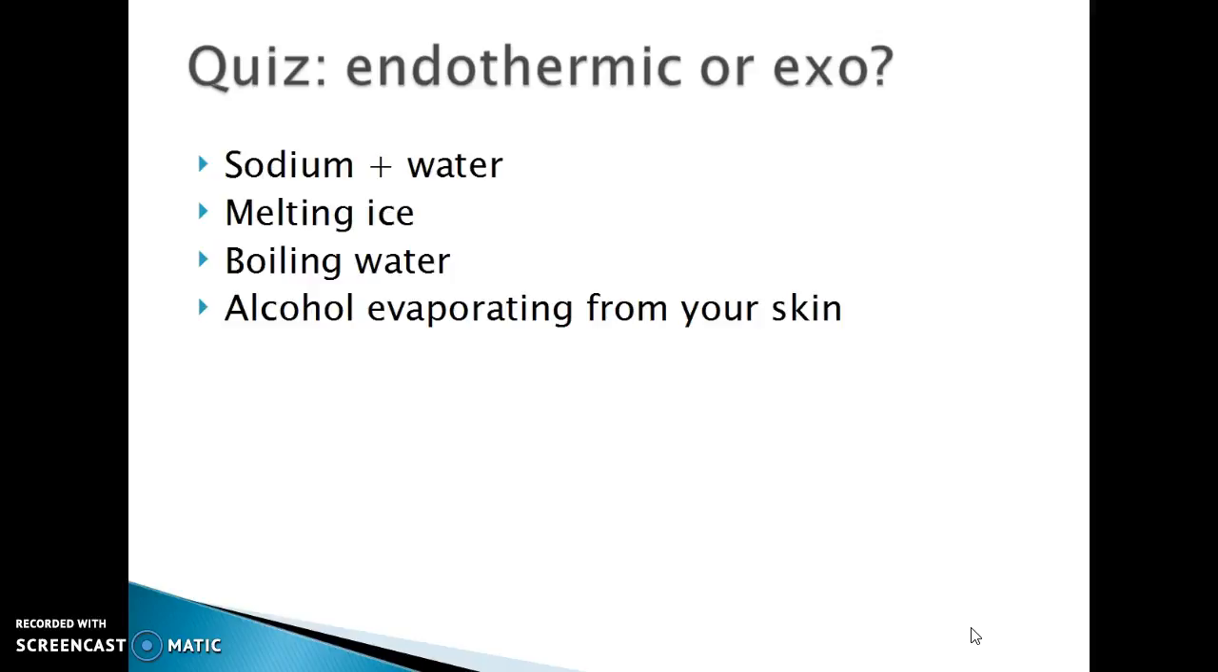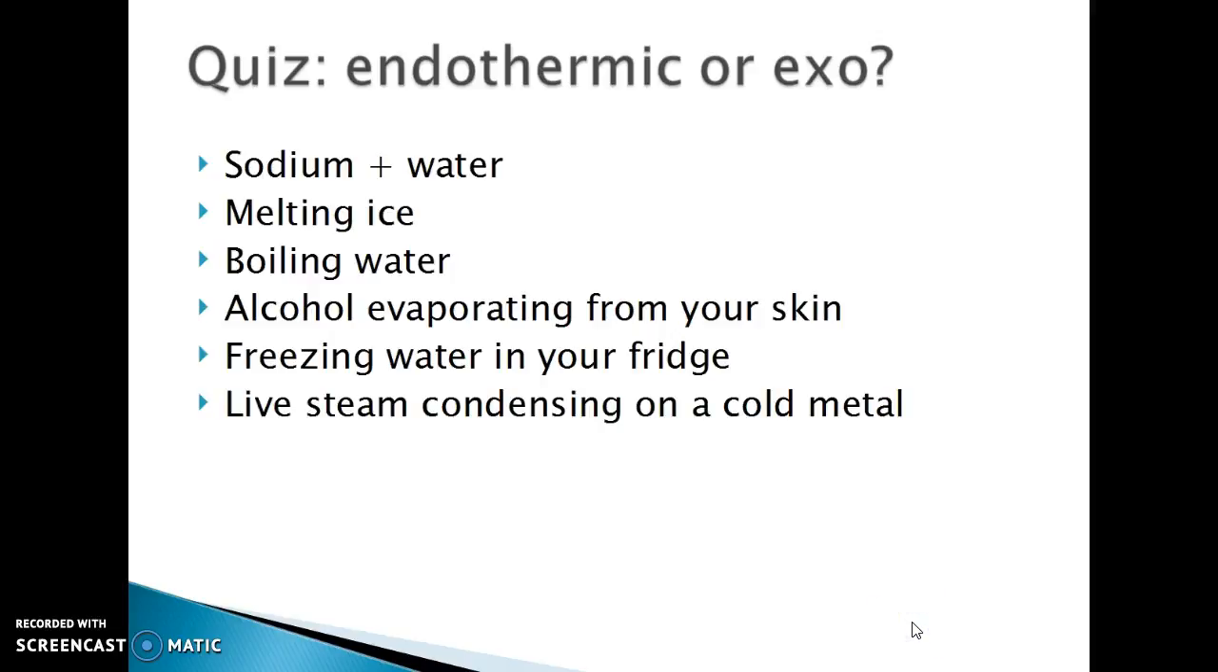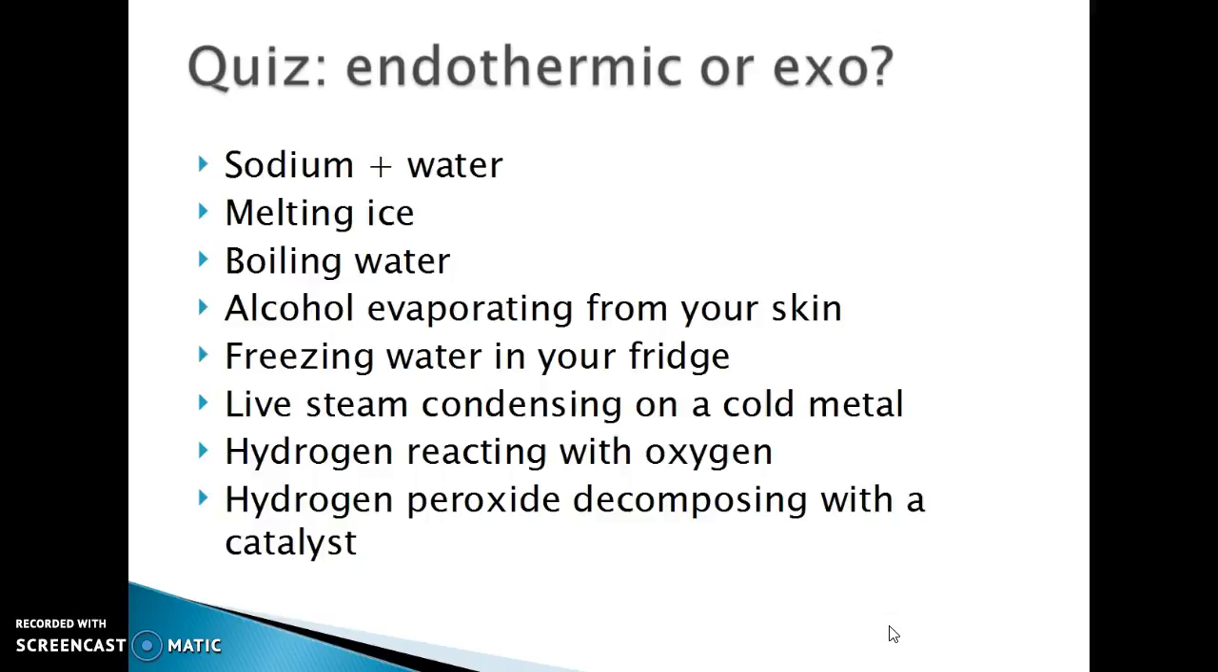You may have poured alcohol, rubbing alcohol on your skin at some point. Freezing water in your refrigerator. Live steam condensing on a cold metal, hydrogen reacting with oxygen gas, or hydrogen peroxide decomposing with the help of a catalyst. So turn the video off, answer these questions, and then check your answers.